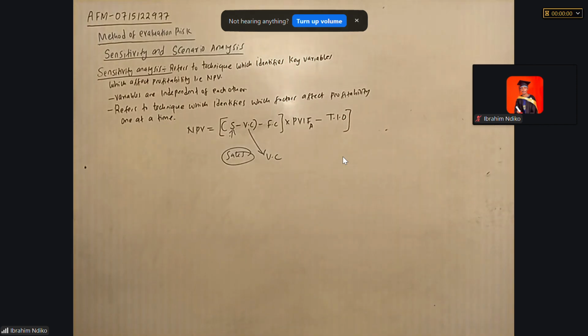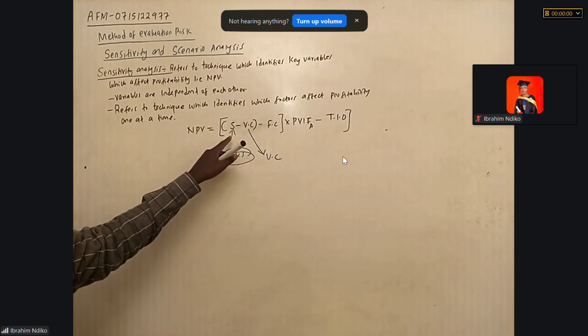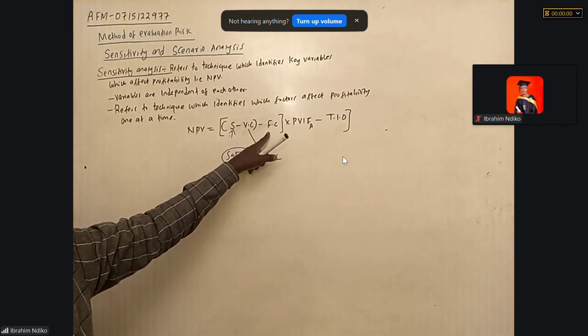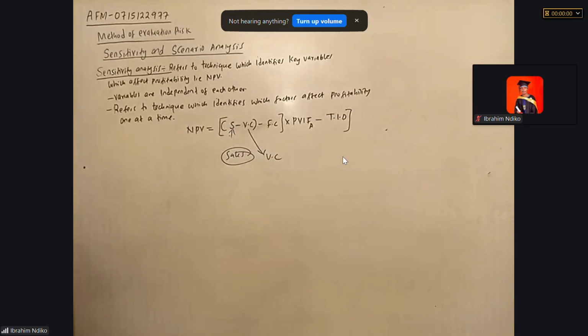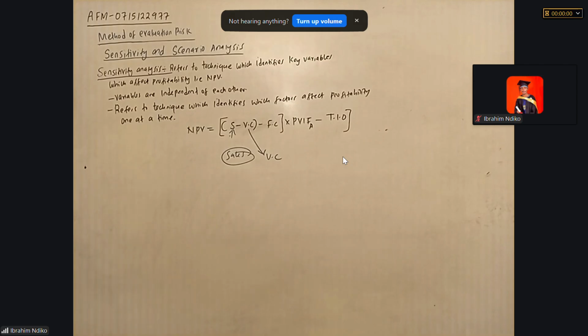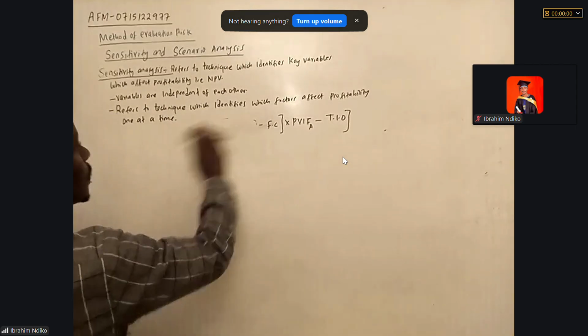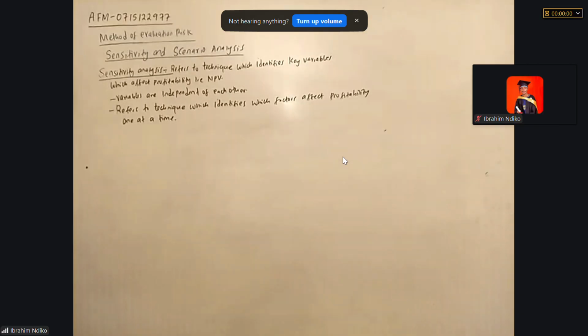So that is sensitivity analysis. Each factor or each variable is identified: sales as a variable, variable cost as a variable, fixed cost as a variable, total cost as a variable. Then each is measured separately to check how it affects the profits. So this is the technique which identifies which factors affect profitability one at a time. We have two types of sensitivity analysis.